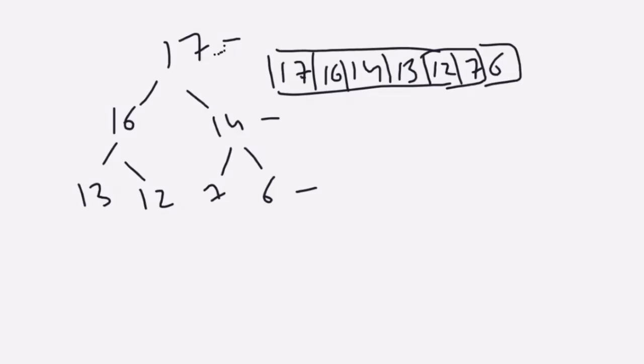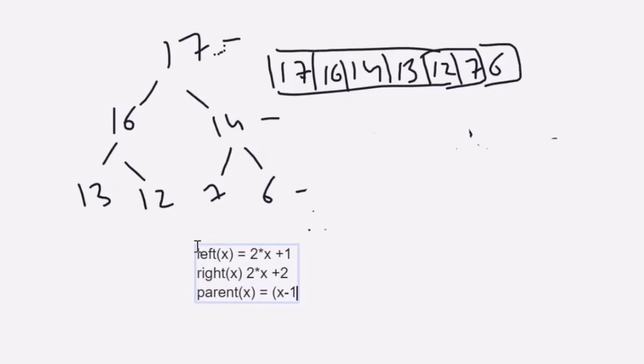The benefit of this is that whenever you know a parent node and want to find its left child, the left of any element x will always be equal to 2 times x plus 1, and the right of x will be equal to 2 times x plus 2. You can also find the parent of a particular node. Parent of x is equal to (x minus 1) divided by 2.